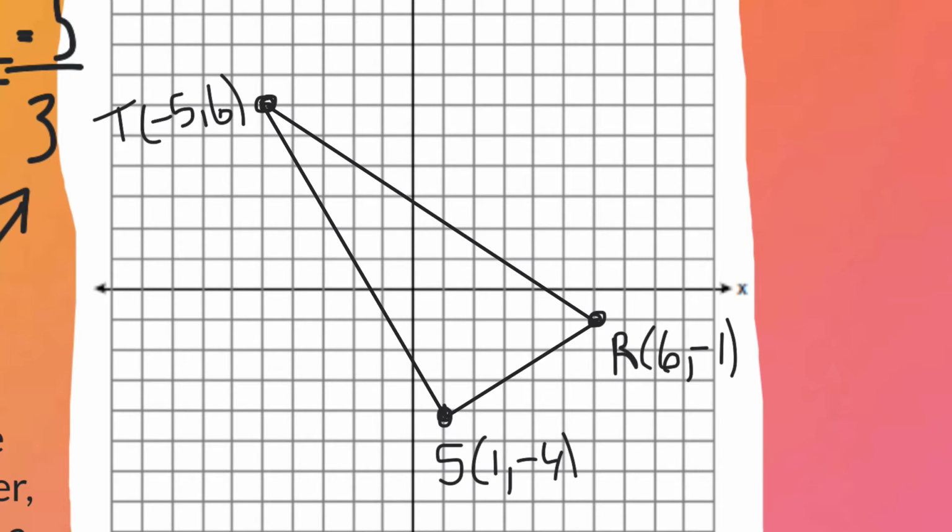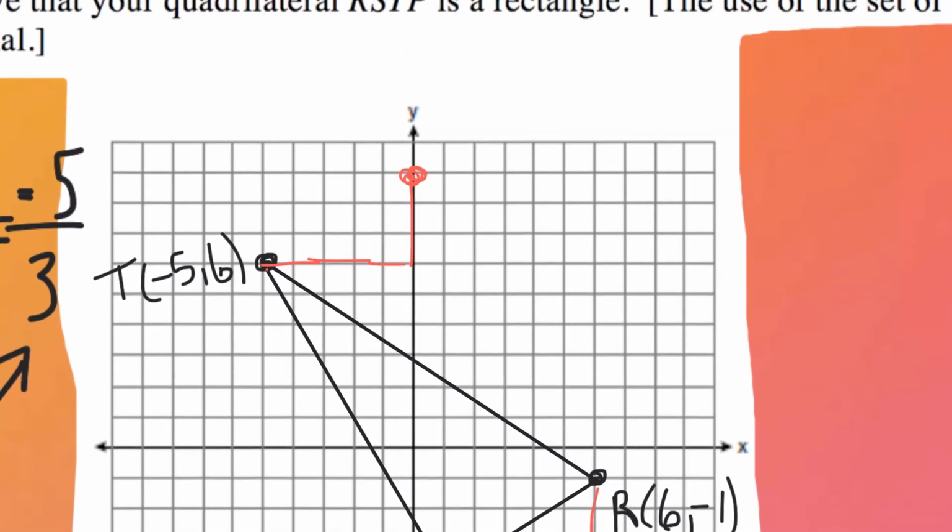So let's take a look at the slope from S to R. It goes 5 across and 3 up. So from T, we go 5 across and 3 up. So right here is our point P, and it has the coordinates 0 and 9.